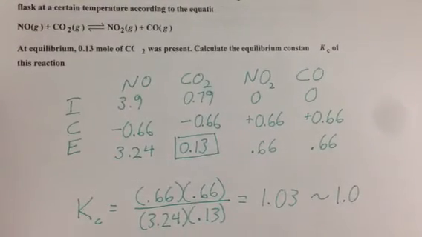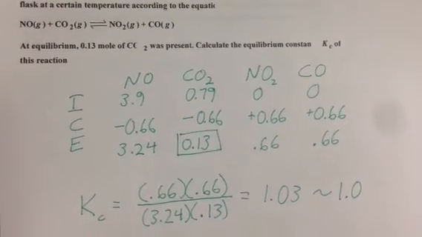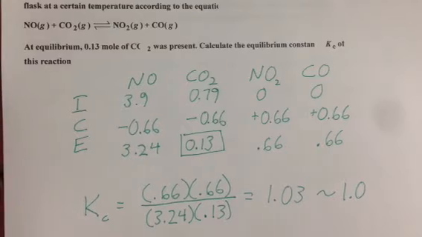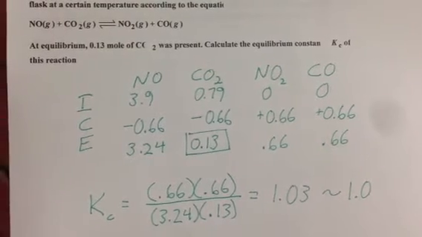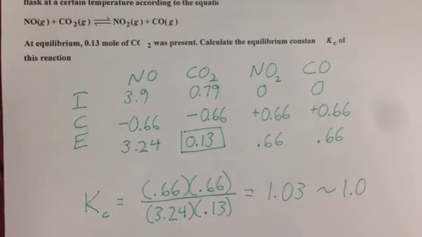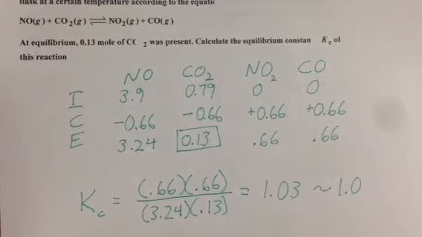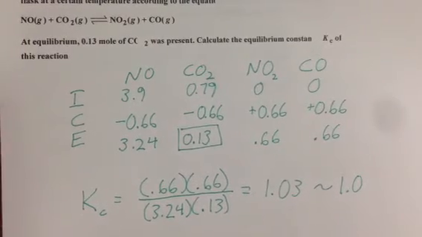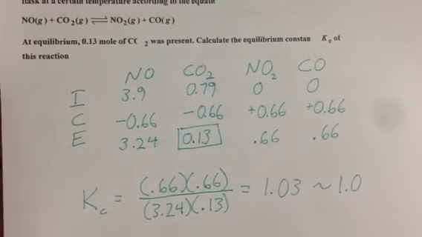So what I've shown here is I've filled out the ice table already. We have our reactants, our products, our initial amounts of reactants, 0 initial concentration of products, and then how did we get the change column?